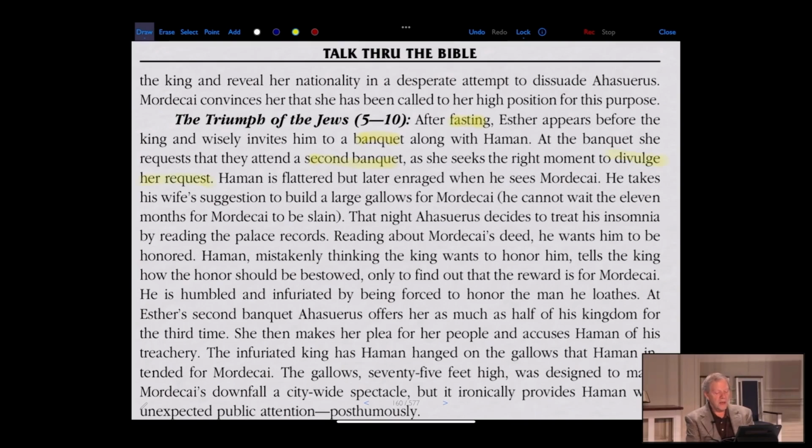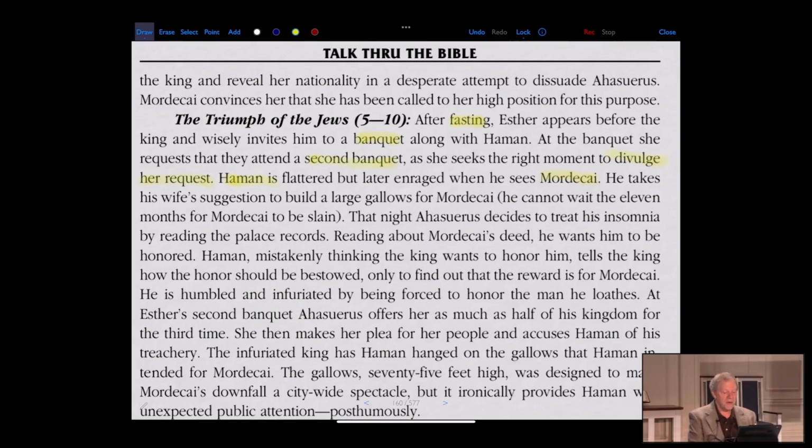And so once again he says, the second time, anything you want, up to half my kingdom. So Haman, of course, is so flattered, but he's then enraged when he sees Mordecai, and his self-adulation is not shared by this Jew.